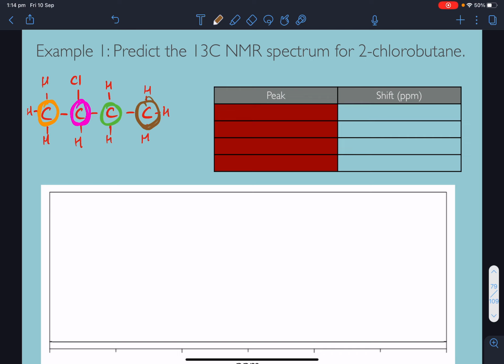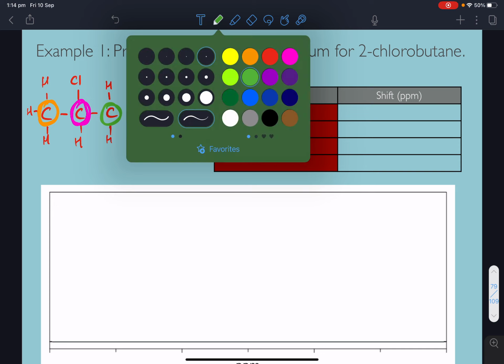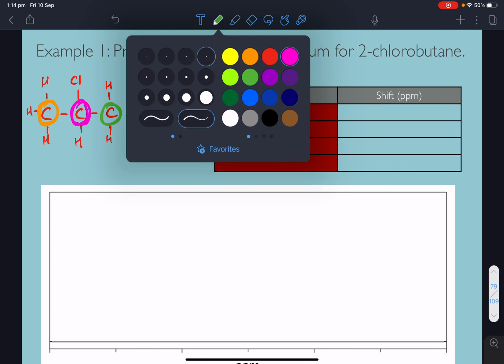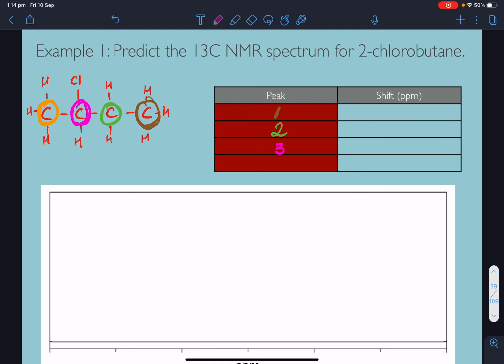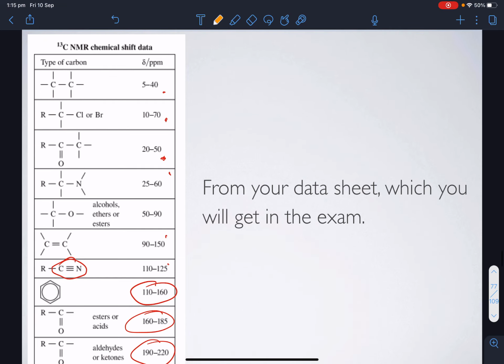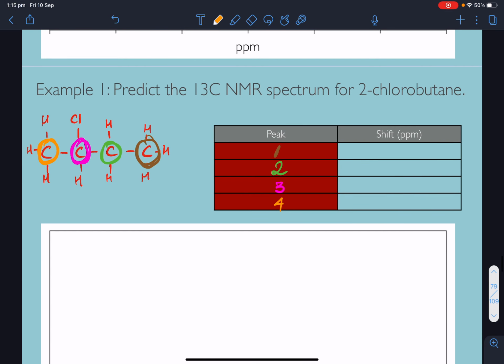I might call brown peak 1, green is peak 2, pink is peak 3, and orange is peak 4. Okay, so let's look at the shift of those. Let's go back to here. One with a chlorine should be about 10 to 70. That's a large range. Let's just call it 60. So that pink one I'm going to call 60.